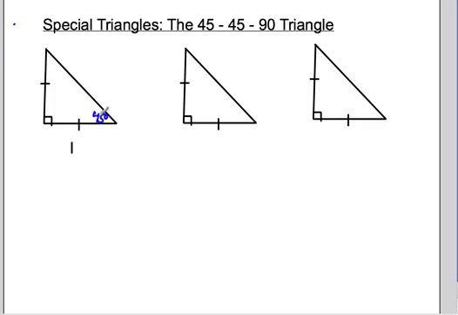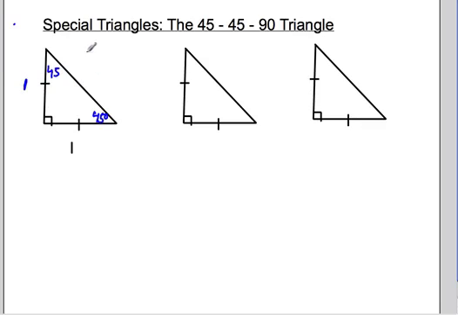So if you have a 45-degree angle, the other angle is going to be 45, so you have a 45, 45, 90 triangle. That's where the name comes from. And one of the reasons this triangle is so special is because it turns out this triangle is an isosceles triangle. Okay, so in this type of triangle, the two sides here are congruent. So if this side is 1, then this side is going to be 1.